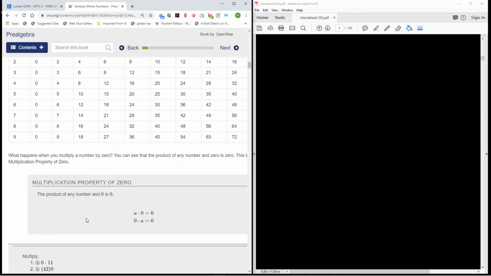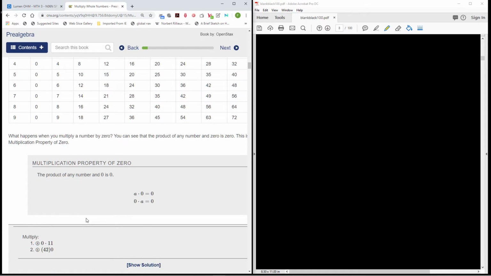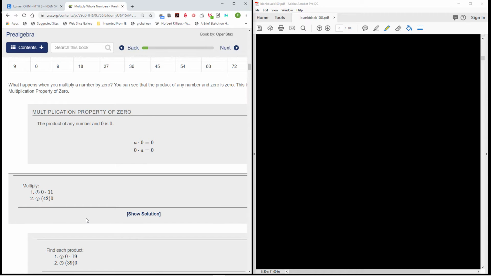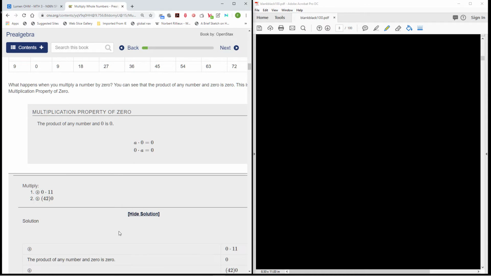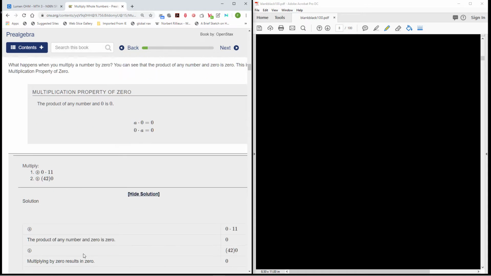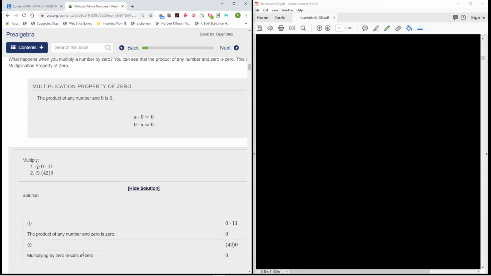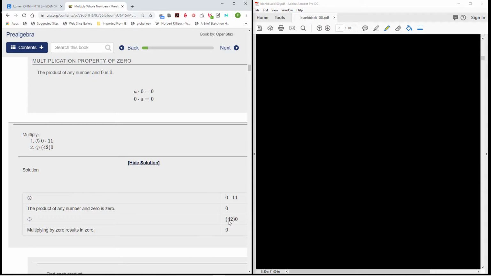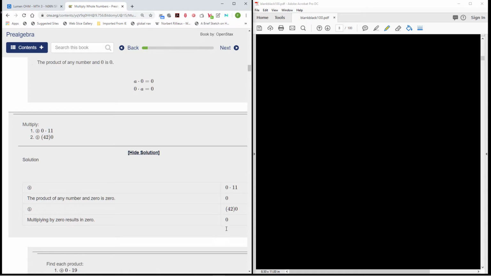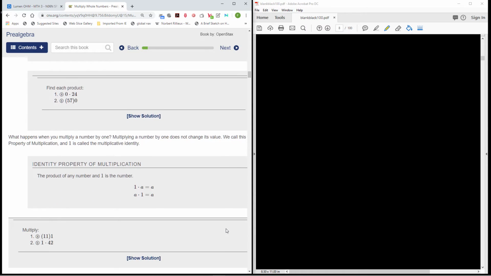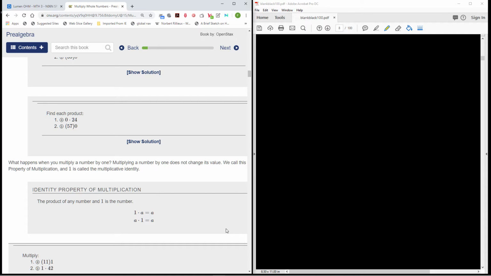Now there's something called the multiplication property of 0, which simply says that 0 times anything is 0. So here we have 0 times 11 is 0, and 42 times 0. Notice the different notations they're using. It still means multiply.